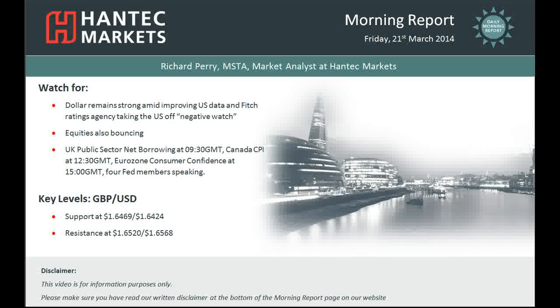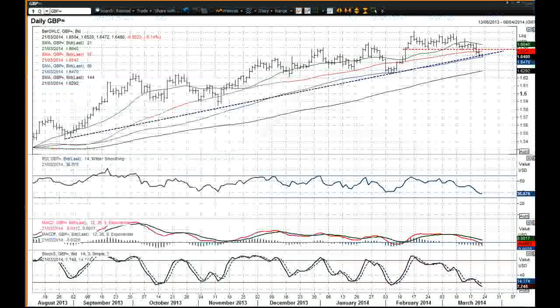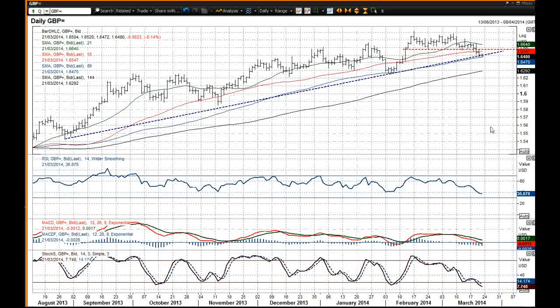The chart we're going to look at now is sterling dollar, and once again the dollar has strengthened on this chart, pulling cable sharply lower. The bulls are now going to have to really fight for this one. I think on the medium term basis the outlook is being severely tested. This uptrend that's been in place since August is now under severe threat.